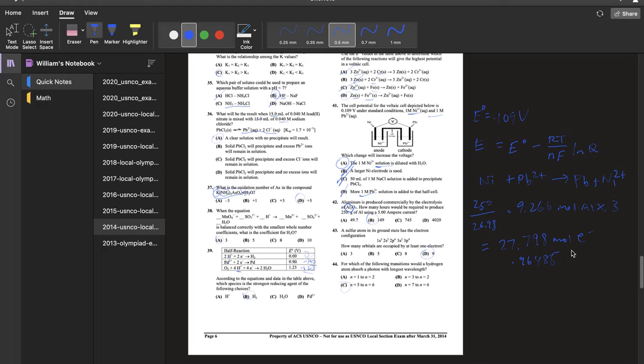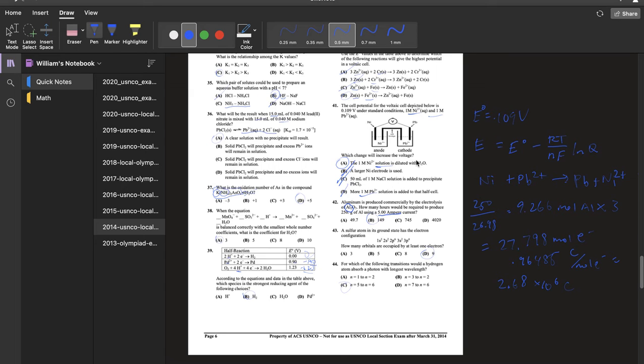So if you do this, coulombs over moles of electrons, then you would get a big number. I'm just going to say 2.68 times 10 to the 6th coulombs. That's how much charge you would need to provide. You have 5 amps.